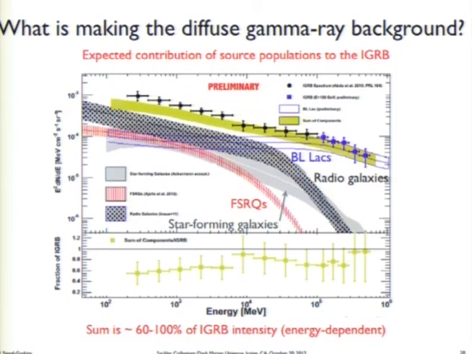If you start adding in a couple more source classes, particularly ones that maybe we didn't have as many detected members of, you start to fill in the gaps. And you're leaving less and less room for dark matter in the IGRB. So this is the same plot that Stefan showed, so I just want to point out.